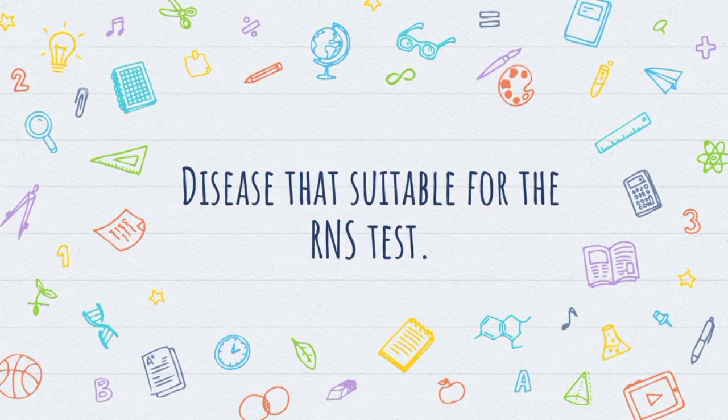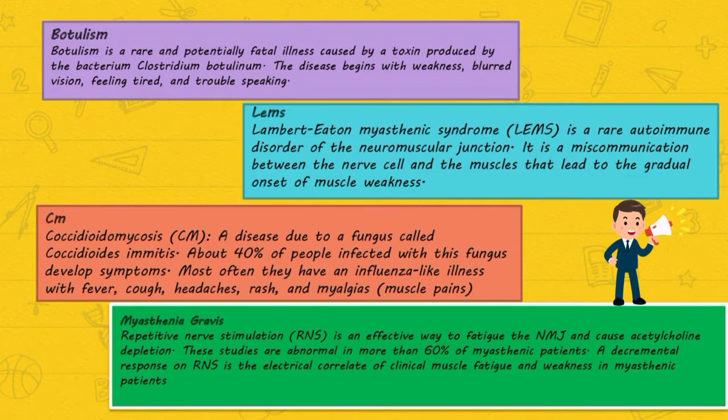Diseases that are suitable for the RNS test. First, botulism. Botulism is a rare, potentially fatal illness caused by a toxin produced by the bacterium Clostridium botulinum. The disease begins with weakness, blurred vision, feeling tired and trouble speaking.